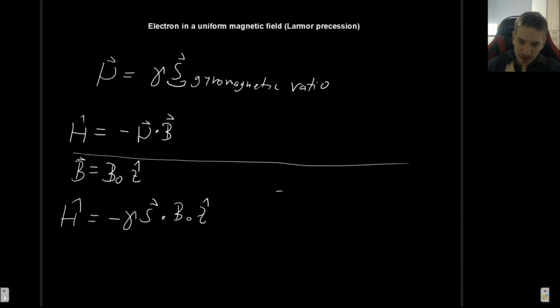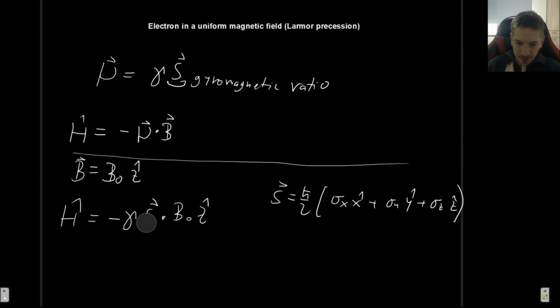Now, what is this spin vector? This spin vector was h bar over 2 times a vector with each of the Pauli matrices: sigma x in the x direction, sigma y in the y direction, sigma z in the z direction. So if we do this dot product, the only terms that are going to survive are the h bar over 2, of course, and the sigma z. Whoops, it was supposed to be B0. So this is our Hamiltonian: minus gamma h bar over 2 sigma z B0.